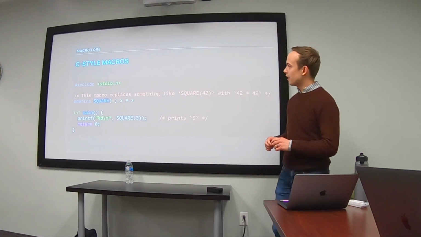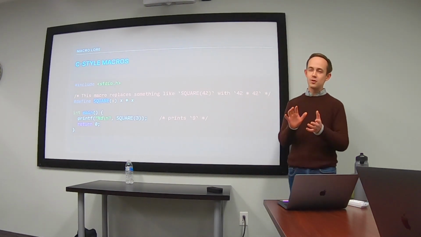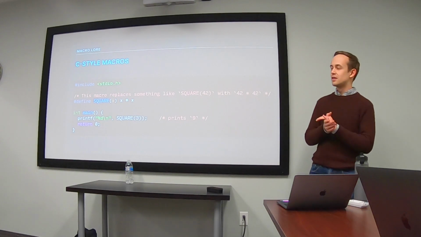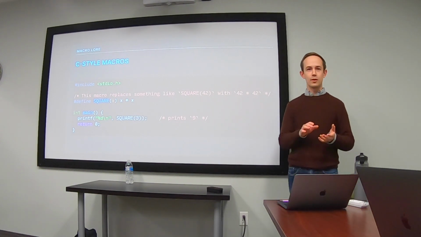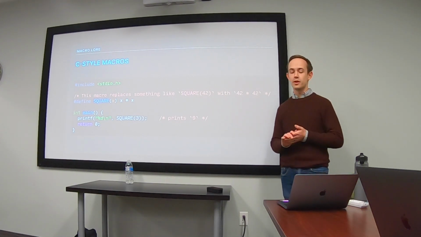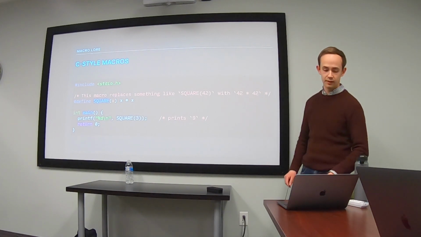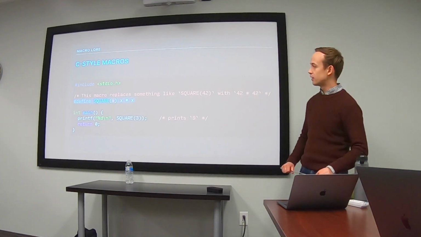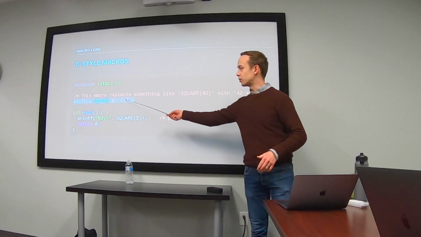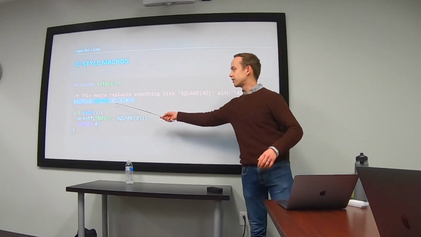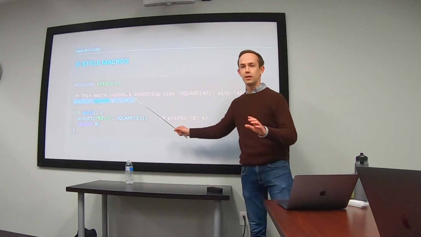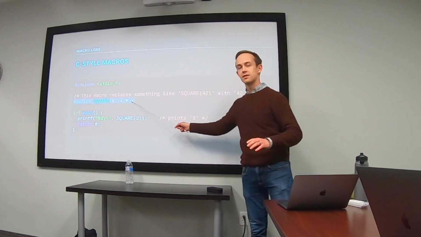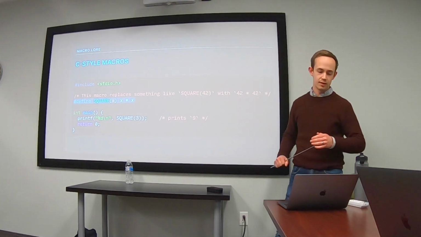So macros come in two big kinds of flavors. One you may have heard of are C-style macros. If you've ever worked in C, you've probably seen something like this. This is what a macro definition looks like. Say square x. Wherever I see square x, I want to replace that with x times x. Whatever x is, x could be anything.